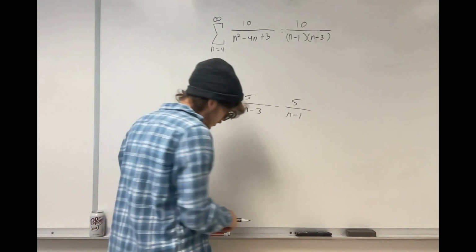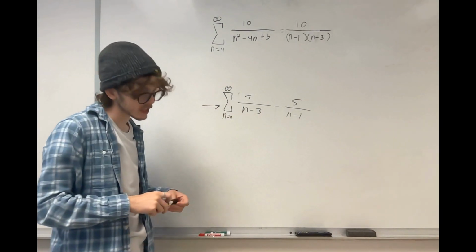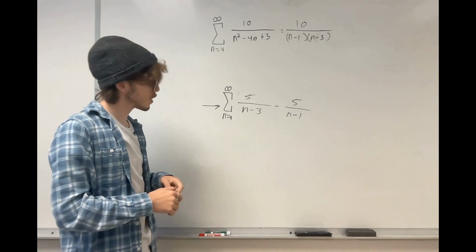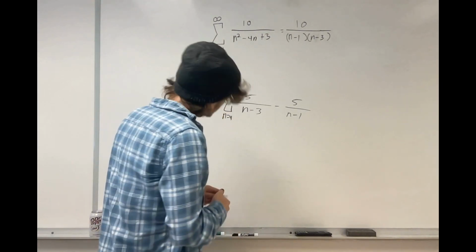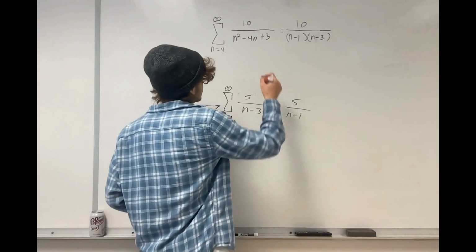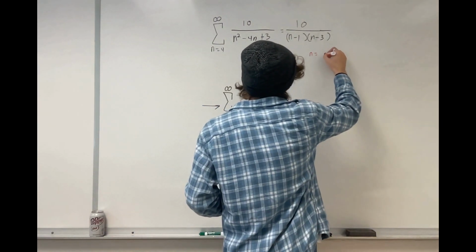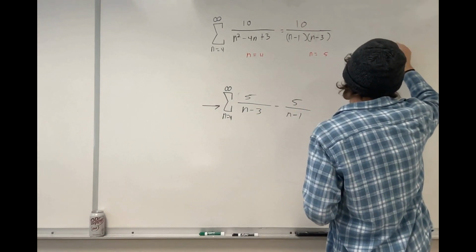Notice we're starting at an index of 4. Don't make the mistake of just plugging in 1 and saying that's my first term. No, you're asked to start at n equals 4 here. So write out your first 3 terms: n equals 4, n equals 5, n equals 6.